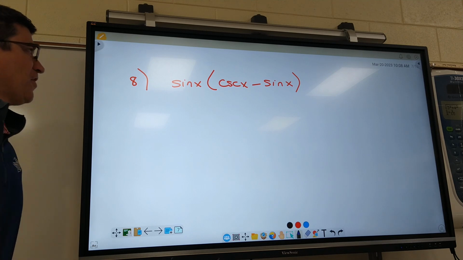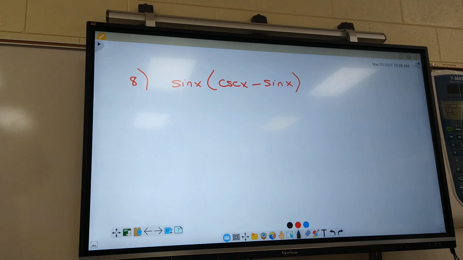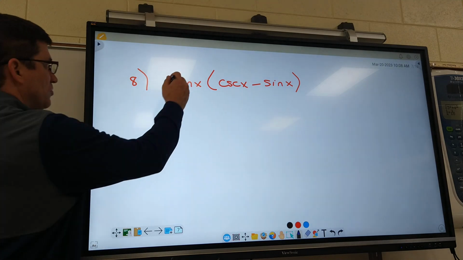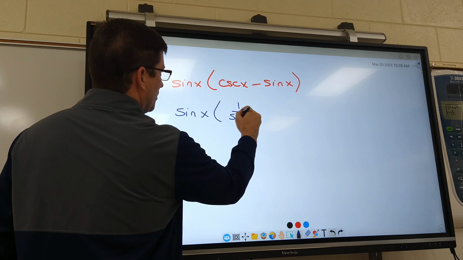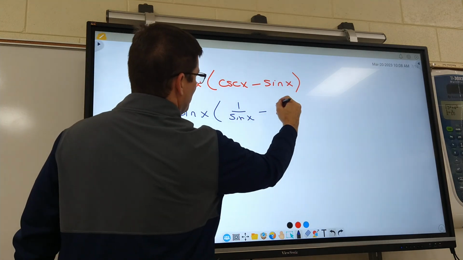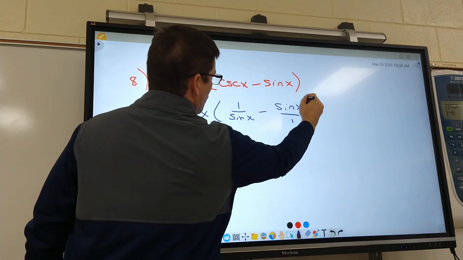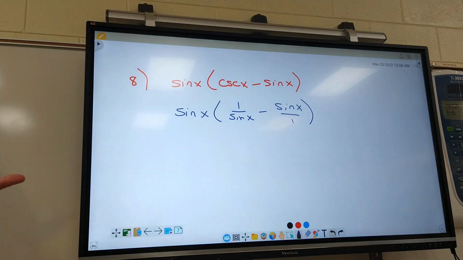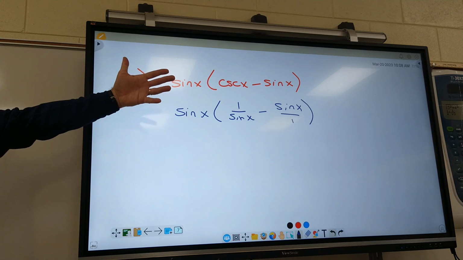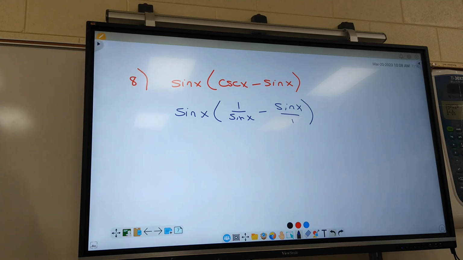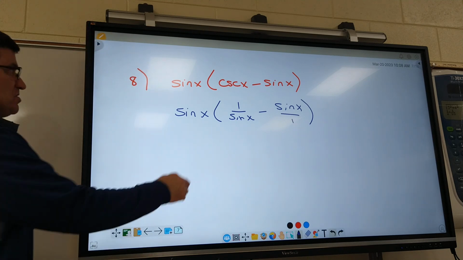All right, Matthew, what do we do first? Bring sine x down. Yeah, let's change everything into sine and cosine. So we'll just keep the sine x. Cosecant I can change to 1 over sine, and we'll leave that sine, okay? So my first step, I just changed everything out. That's what you're doing first. I didn't have a squared formula I could use, so I just switched everything out. Now, I would just distribute.